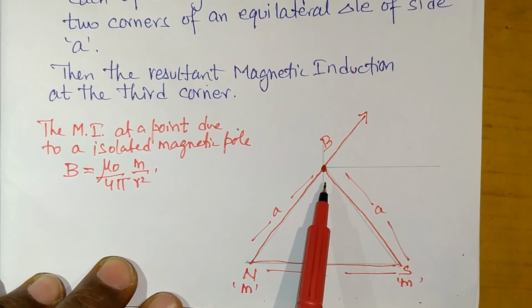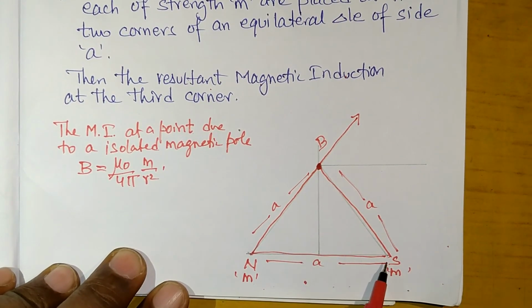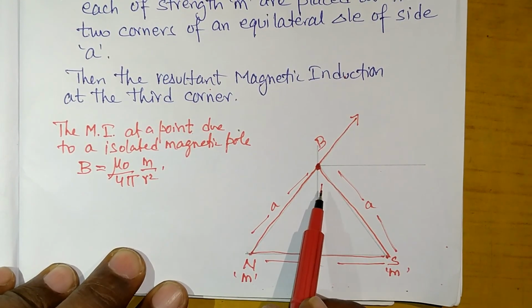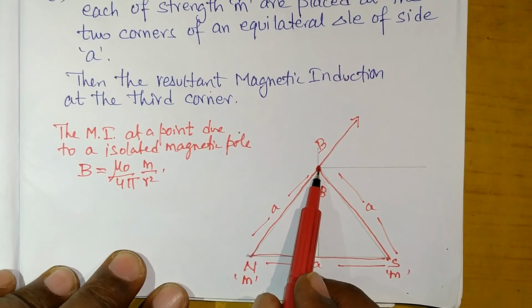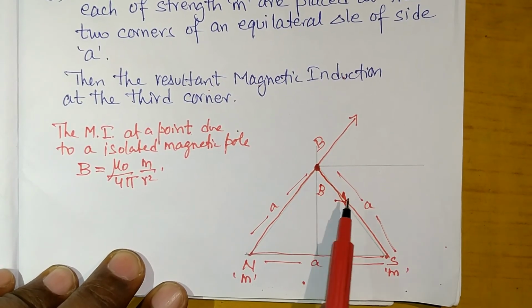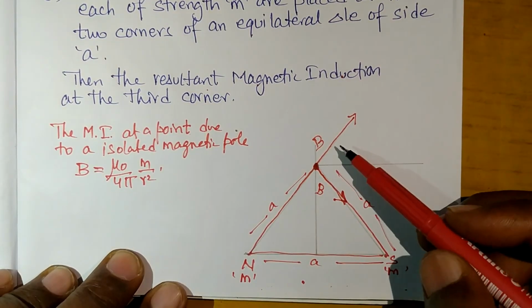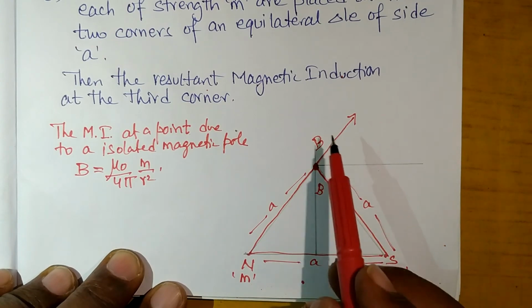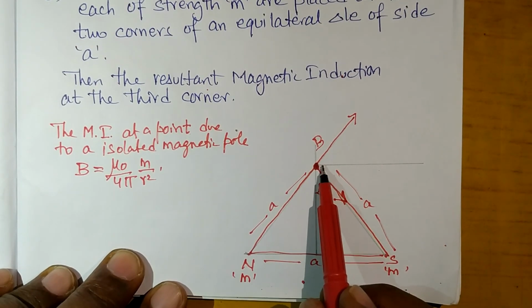Now the magnetic induction at this point due to this south pole will also be how much? It will also be B, but in which direction? Towards the south pole. So now these two are vectors whose magnitudes are the same. Now the resultant magnetic induction at this corner.